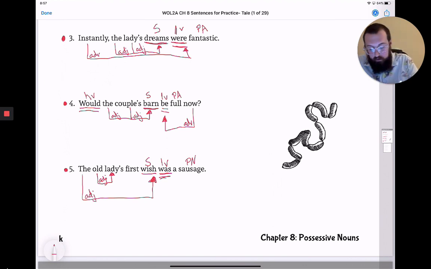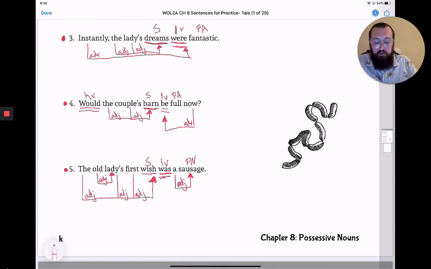Now we can go through ladies. Whose wish was it? It was the lady's wish. And which wish was it? It was the first wish. Wasn't the second or the third. So those are both adjectives to wish. And in the last one, it was a sausage. That's going to be an adjective.